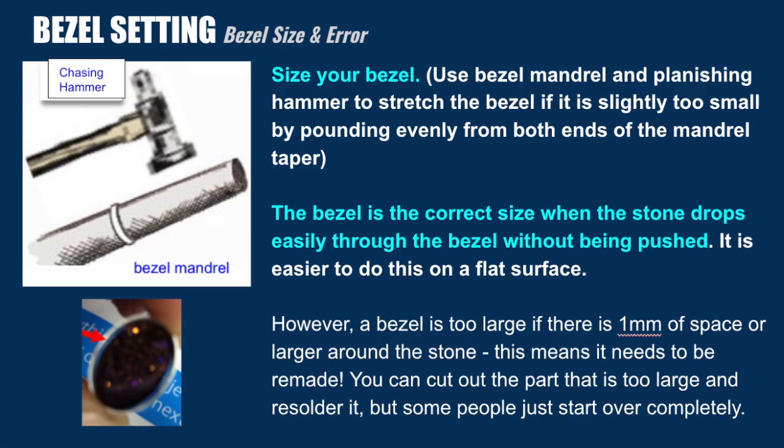We do have bezel mandrels in the classroom, which are helpful in stretching the bezel if it's slightly too small after soldering. Remember, the chasing hammer is what will stretch the metal. You also need to flip the bezel as you do so it doesn't become tapered like the mandrel. Once you stretch the bezel, you need to check the fit of the stone again.